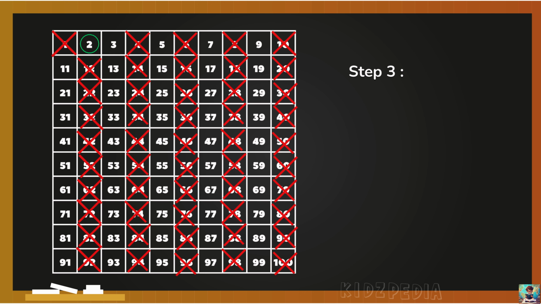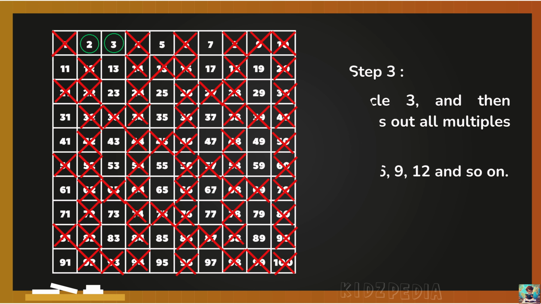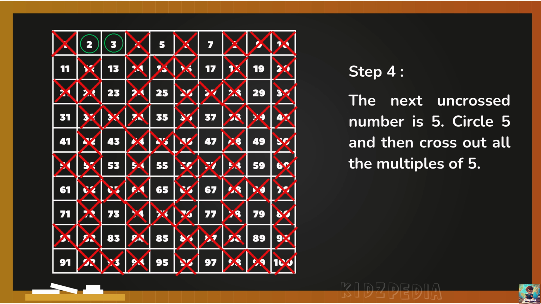Step 3. The next uncrossed number is 3. Circle 3 and cross out all multiples of 3, that is 6, 9, 12 and so on. Step 4. The next uncrossed number is 5. Circle 5 and cross out all multiples of 5, that is 10, 15, 20 and so on.